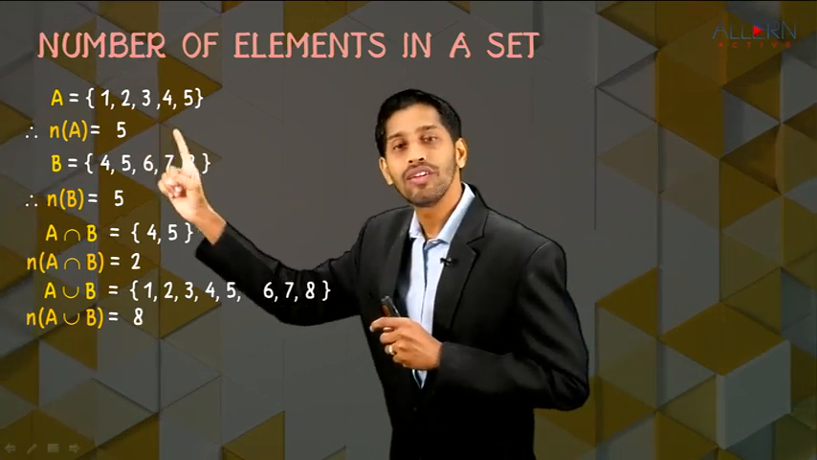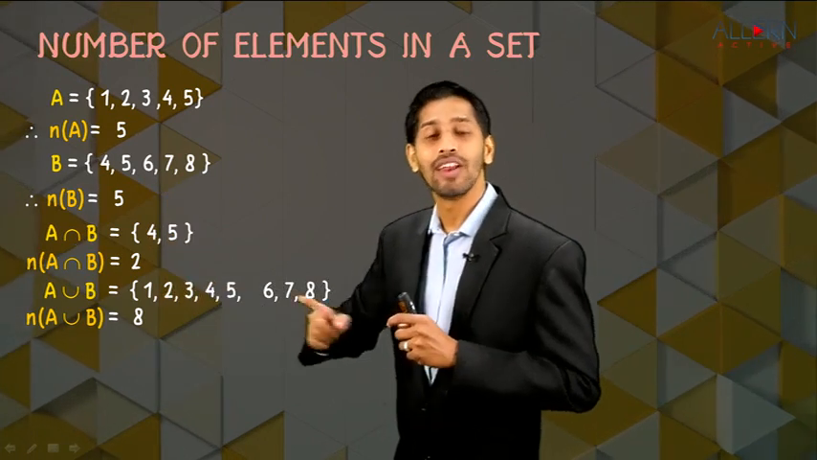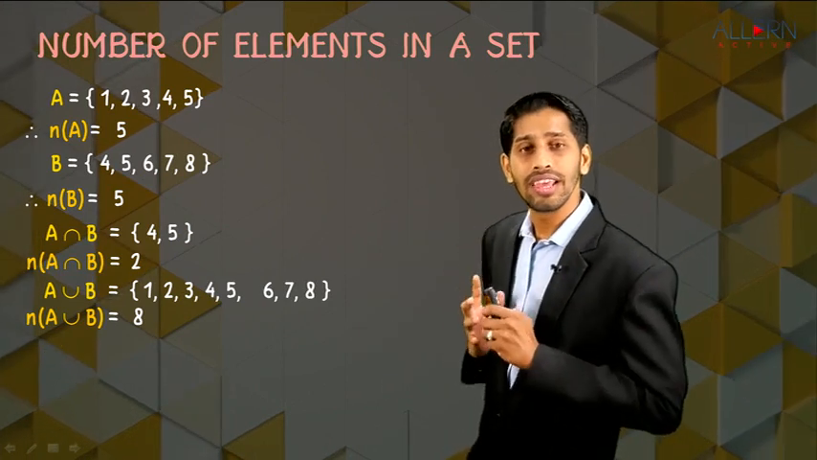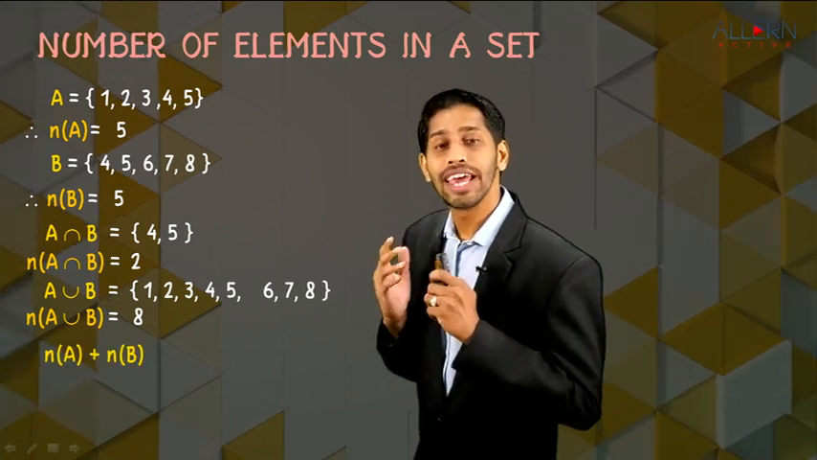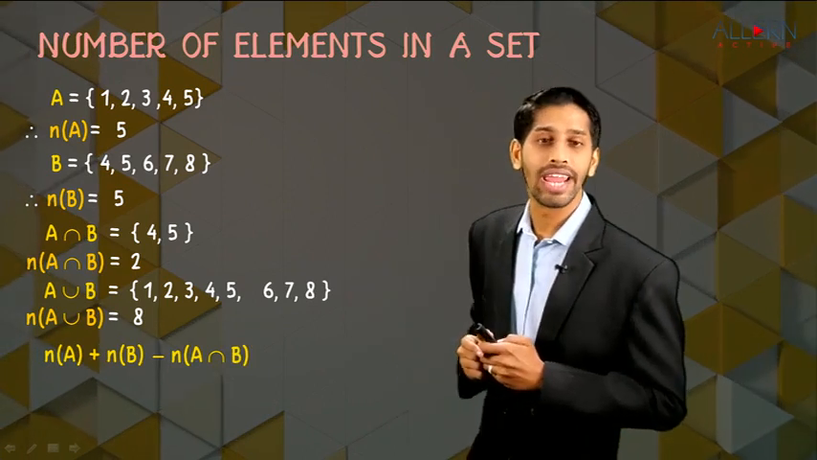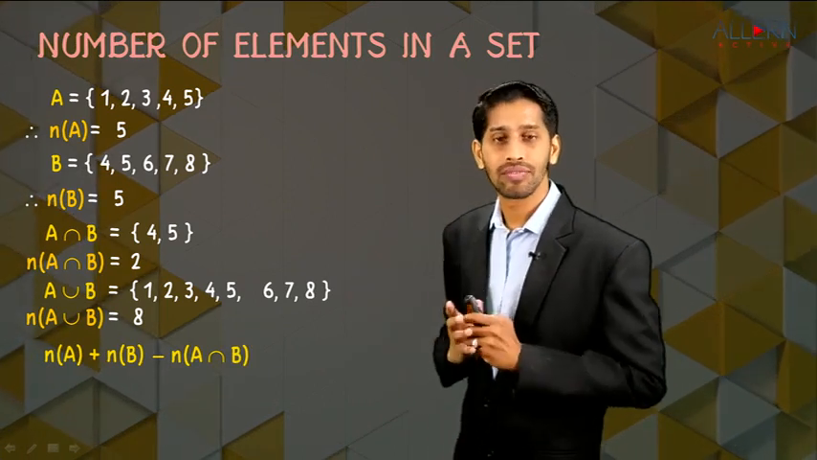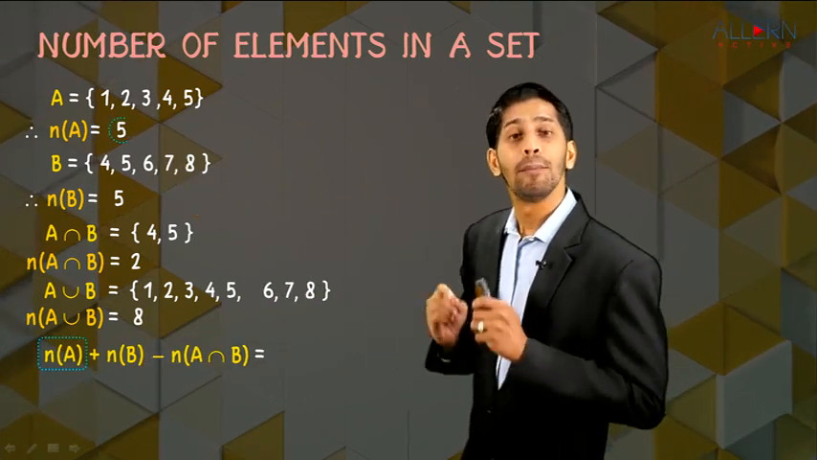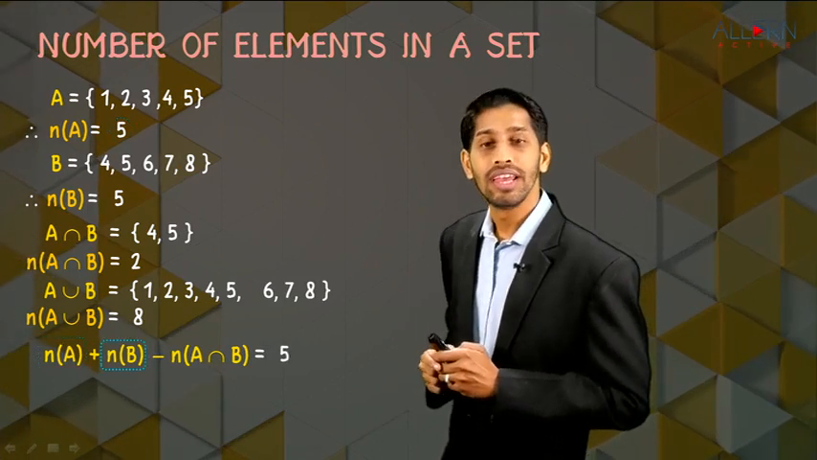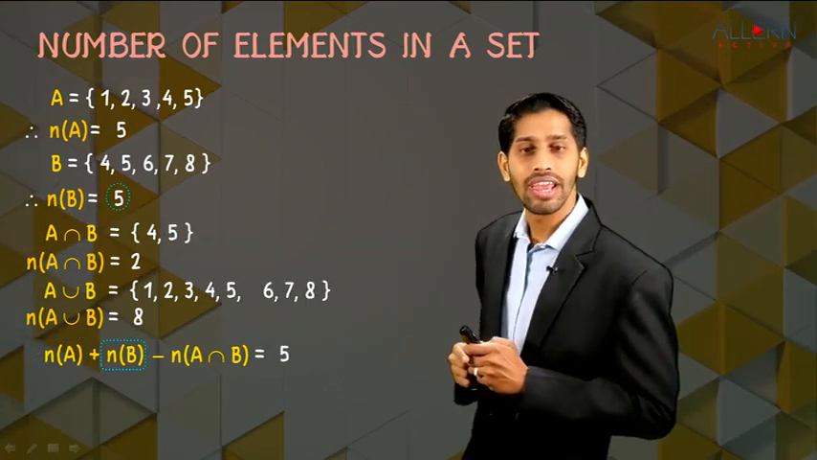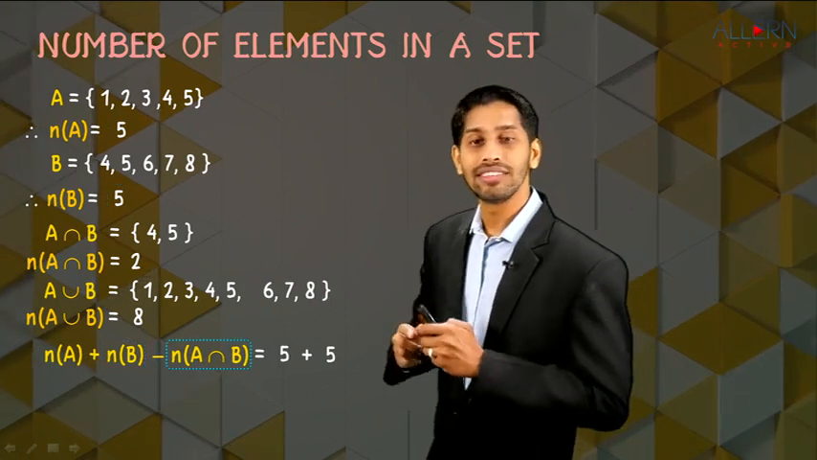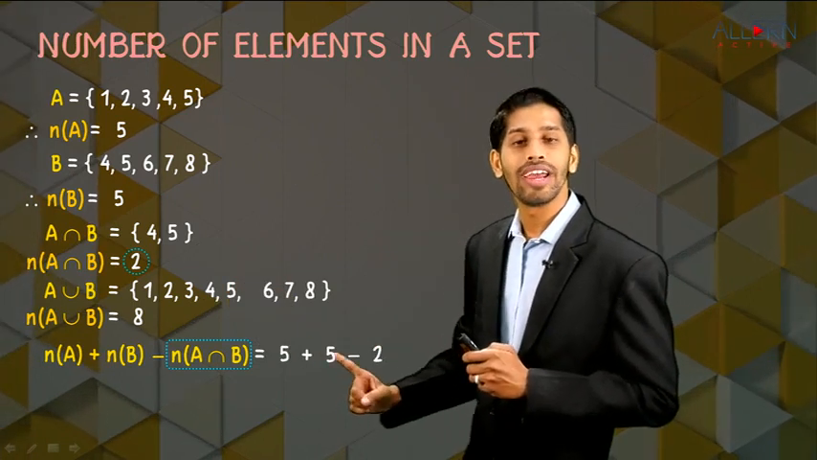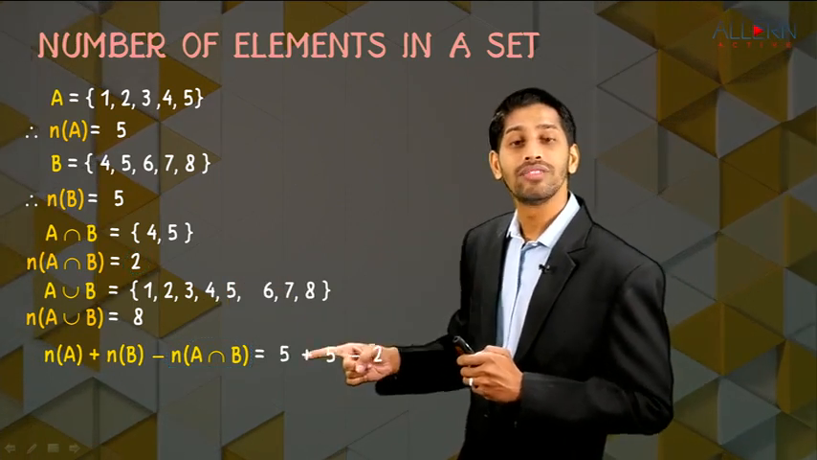So what have we calculated? We have calculated n of A, n of B, n of A intersection B, and n of A union B. Now let's see some relations between all these. Do one thing. We'll take n of A plus n of B and we'll subtract n of A intersection B, and let's see what we get. So n of A we can replace with its value, which is 5, plus in place of n of B we can substitute its value, which is 5, and in place of n of A intersection B we can substitute its value, which is 2. So 5 plus 5 is 10, and 10 minus 2 gives us 8.